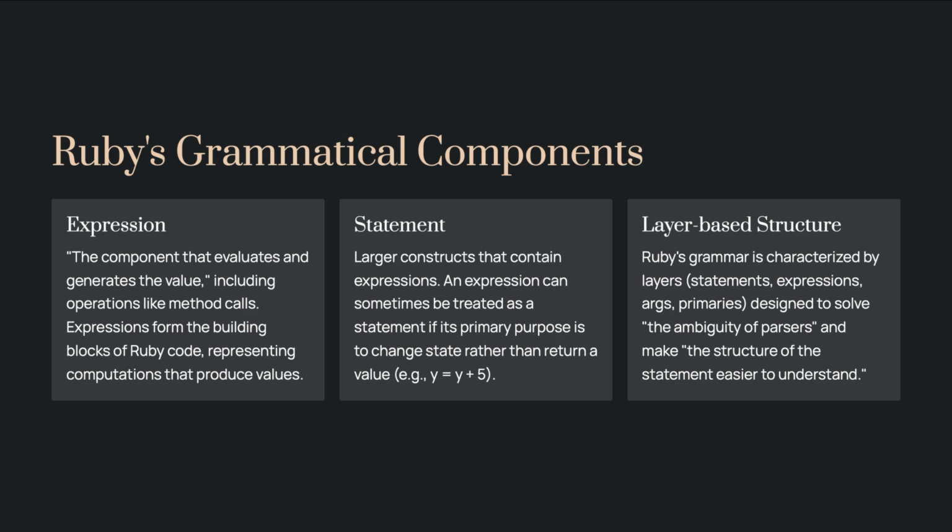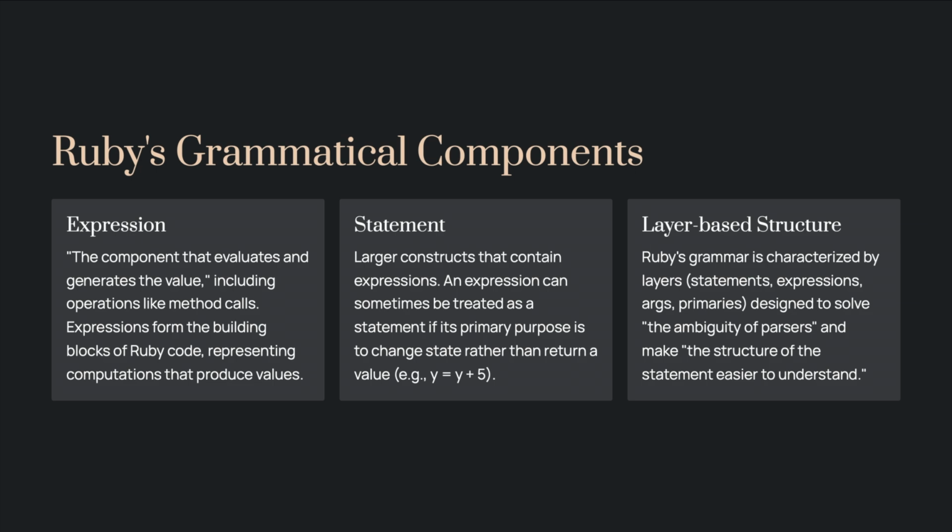Okay, so what are the basic layers he talks about? He starts with two main ones, expression and statement. An expression is something that evaluates and produces a value. Like 2 plus 2, or calling a method that returns something. Right, and a statement is something that executes an action, like an if condition, a loop, defining a method. Got it. Value versus action. Pretty much. And often expressions are part of statements, like the condition in an if statement. But sometimes an expression itself can be treated as a statement.